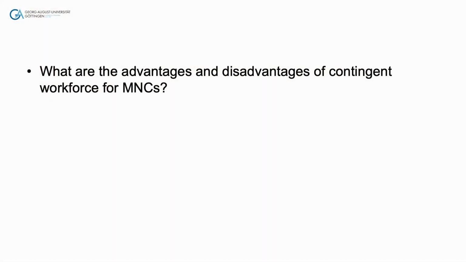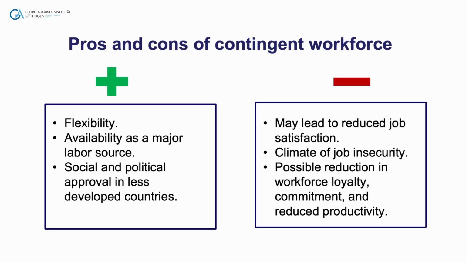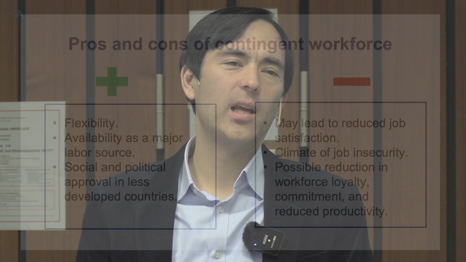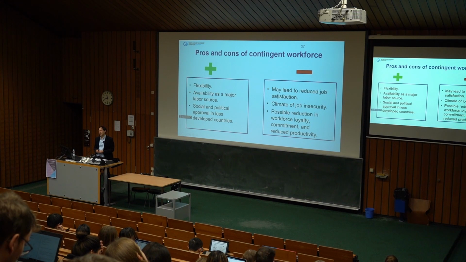What are some advantages and disadvantages of a contingent workforce for multinational corporations? I think I already talked mostly about this. It's very simple: flexibility. Right? It's a variable cost. Right? And also, particularly if there's availability as a major labor source, you can easily go there and add more people to your labor pool. And that is also very often in countries that are less developed, or countries that have a different kind of labor regulations that allow this kind of contingent workforce.